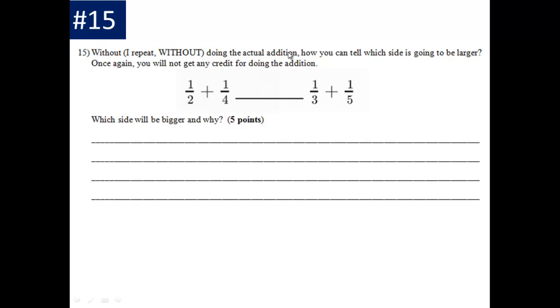Yep, you guessed it. People added, and it said not to add. So, most common mistake, people didn't follow directions. They got 3 points off for that. Now, without doing the addition, what could you do?